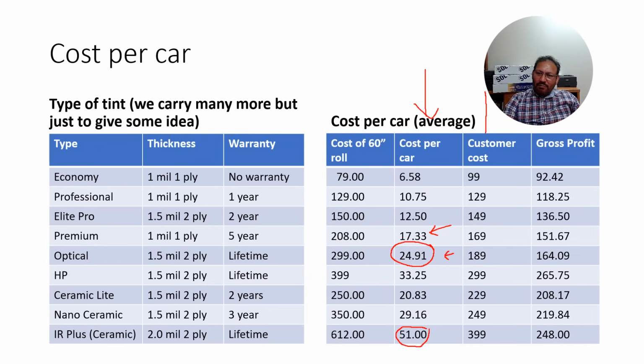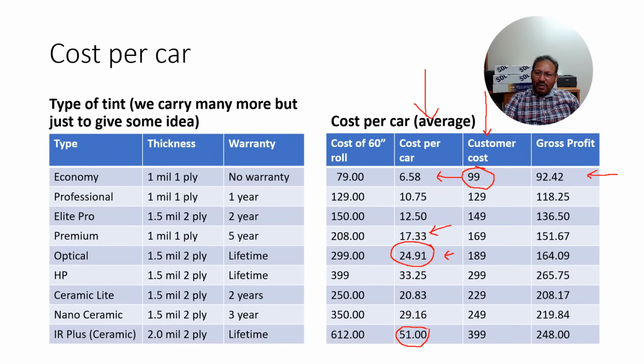These are the prices I picked up from my customers. What do they charge the customers to install the tint? So economy, they are charging 99, 129, 149, 169, 189, 299, and so on. So this is your gross profit. Gross profit is basically you are charging $99 minus this. This is the profit you're making minus the labor. So the labor is included in this.